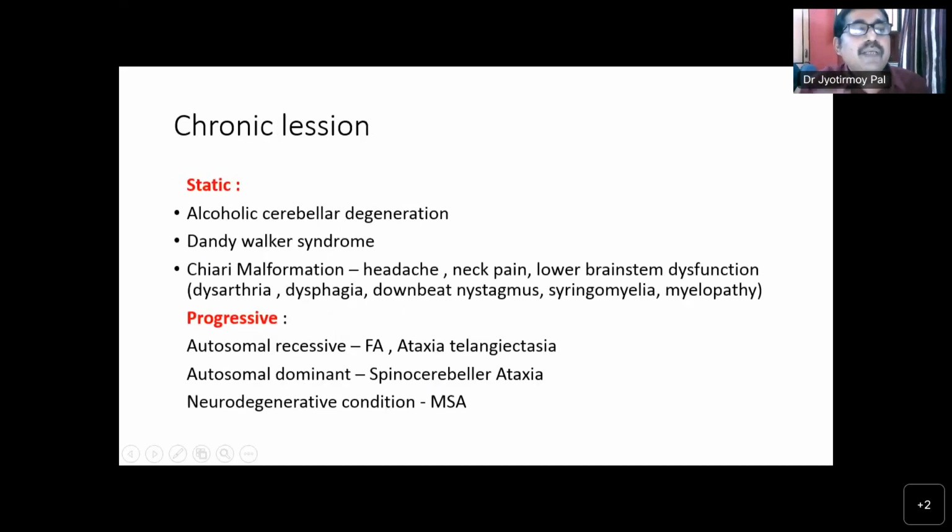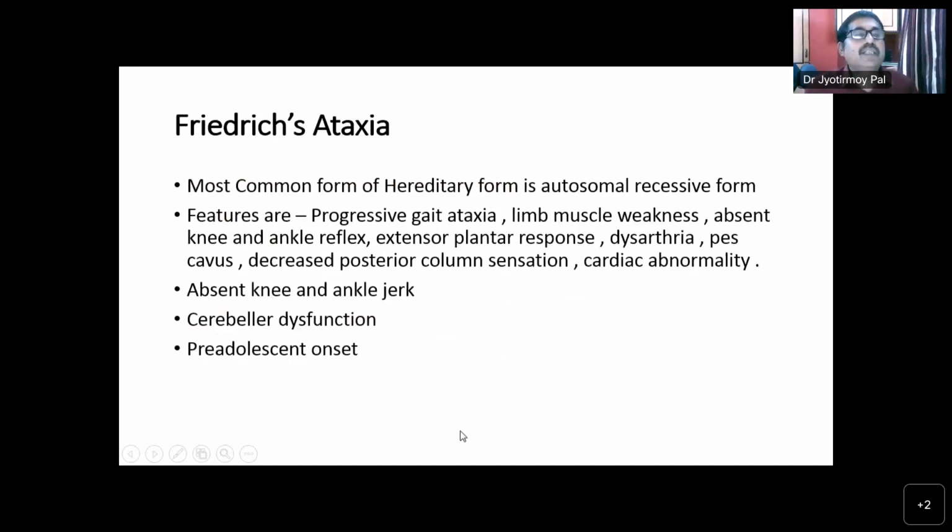Chronic lesion can be static or progressive. Among the static, there will be alcoholic cerebellar degeneration, Dandy-Walker syndrome, Arnold-Chiari malformation. And progressive, it can be autosomal recessive, Friedreich's ataxia, ataxia telangiectasia, or autosomal dominant spinocerebellar ataxia, or a neurodegenerative condition like MSA, multisystem atrophy. Here we will get the features of cerebellar dysfunction.